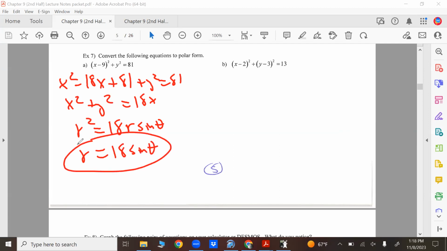Cosine X over R. X equals cosine times R. Got a good one.